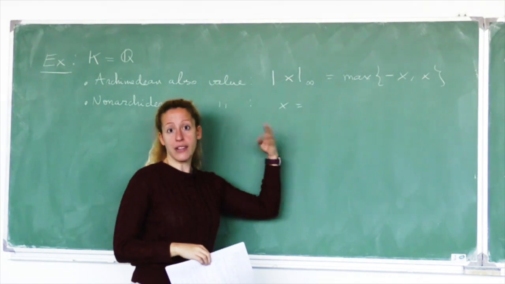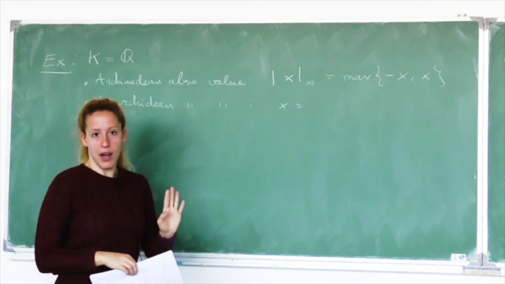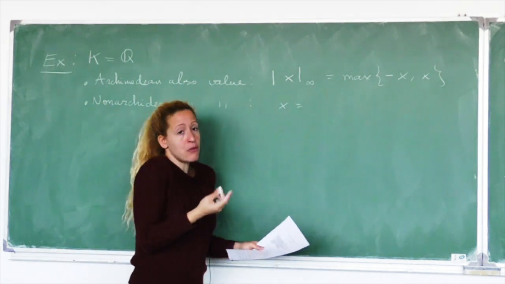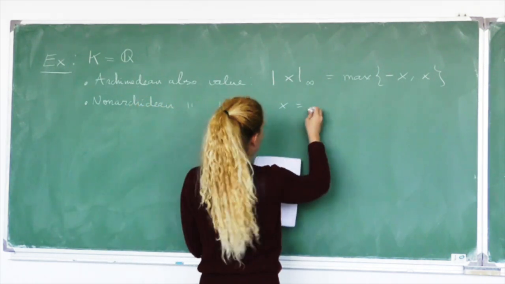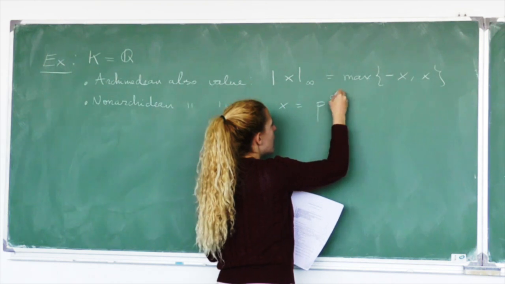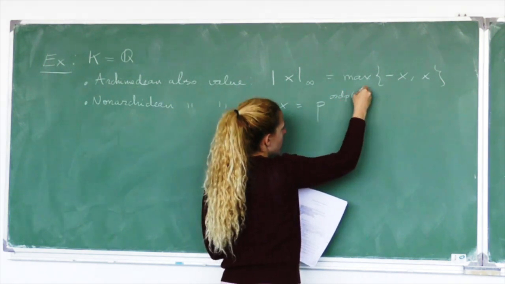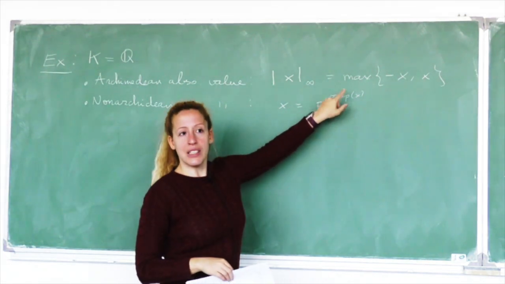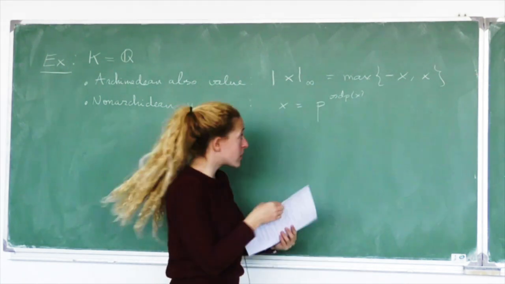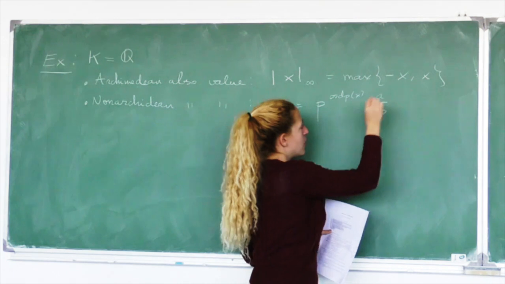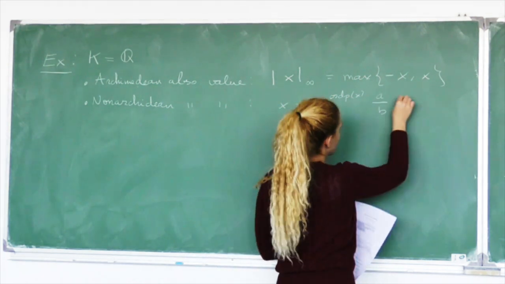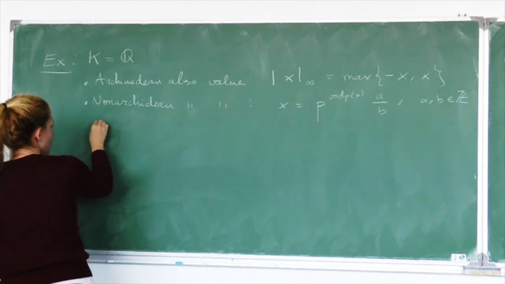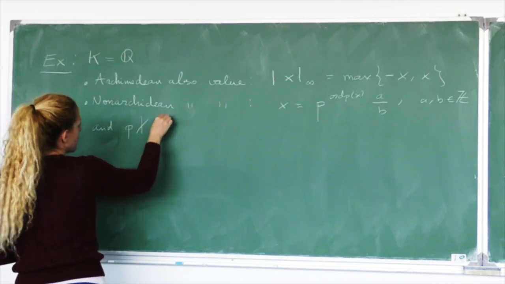So the example that we have here: in order to define the non-Archimedean absolute value associated to a prime p, the first thing I need to do is to write x, the element for which I want to define the absolute value, in the following way. I write it as a power of p, with exponent the order of x at p, so this is the power of p that divides x, times a divided by b, such that a and b are integers, but there is no p in them. So p doesn't divide the product.